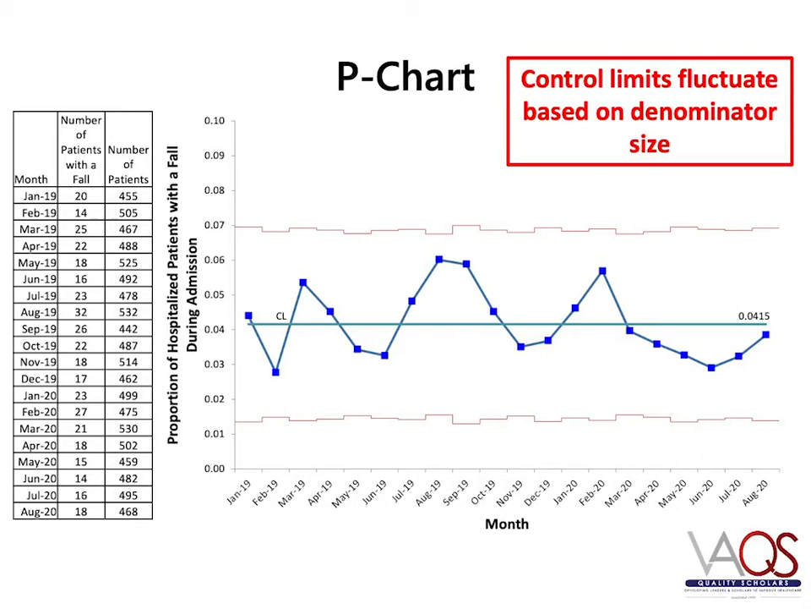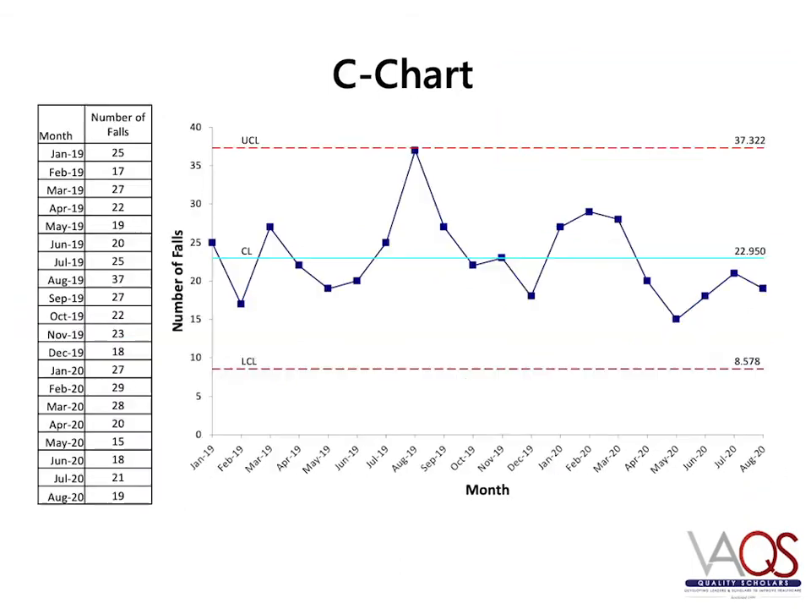In the P-chart, the control limits fluctuate based on the size of the denominator for each data point. Like confidence intervals and inferential statistics, as the denominator size increases, the width of the control limits decreases. Conversely, as the denominator size becomes smaller, the width of the control limits increases.